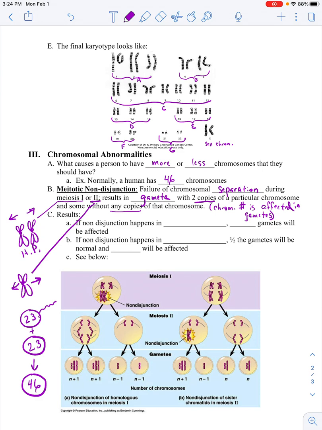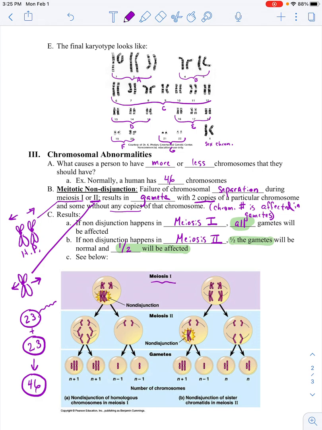If that number is incorrect due to non-disjunction, you will end up with the zygote having either more or fewer chromosomes. If non-disjunction happens in meiosis 1, all the gametes will be affected. If non-disjunction happens in meiosis 2, half of the gametes will be normal and half will be affected. And that is described down below.